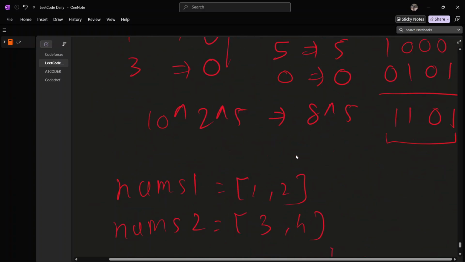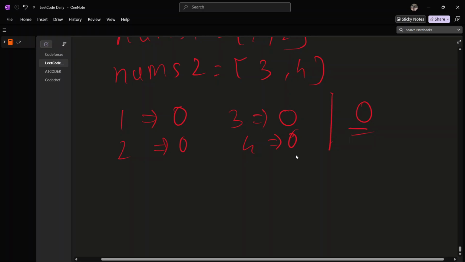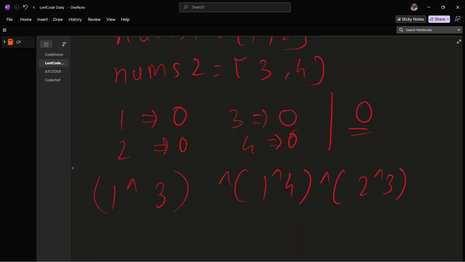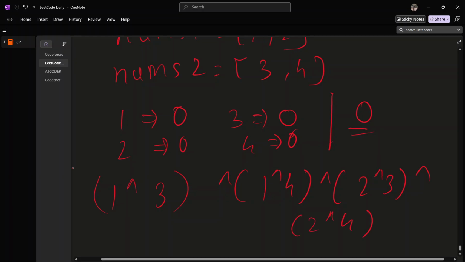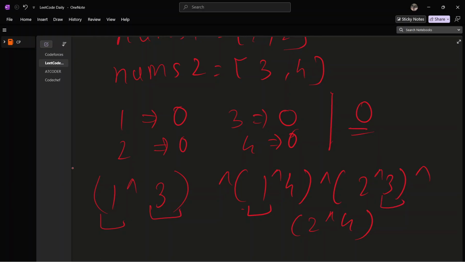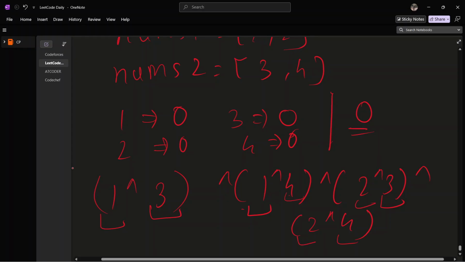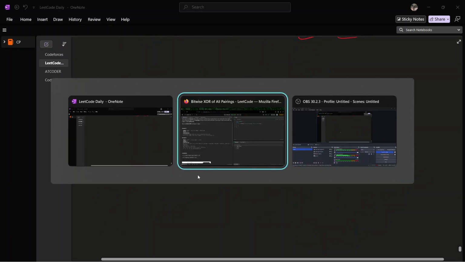So you just have to put this into equation format, and you can get 1 will contribute with 3, and then 1 will contribute with 4, then 2 will contribute with 3, and 2 will contribute with 4. So 1 is present even number of times, so this will make 0. 3 is present 2 times, even times, so 3 will make 0. Similarly 4 and 2 will also make 0. So final answer is 0. So now just remains the coding part.